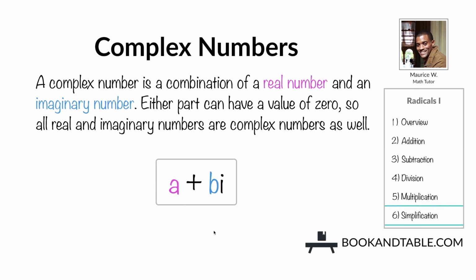Now this leads us to complex numbers. A complex number is a combination of a real number and an imaginary number. Either part can have a value of 0, so all real and all imaginary numbers are complex numbers as well. So 7 plus 4i is an example of a complex number in its most simplified form. These two cannot be combined because this is real and this is imaginary.